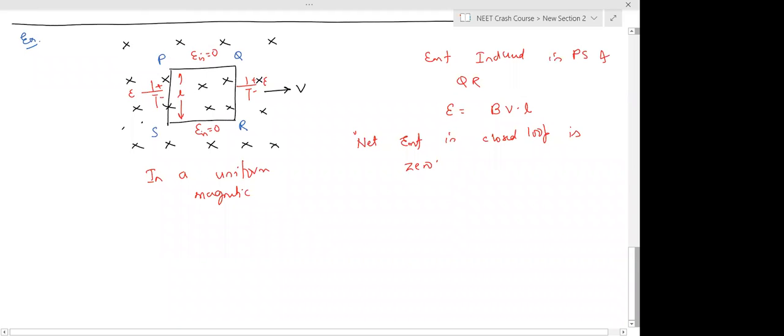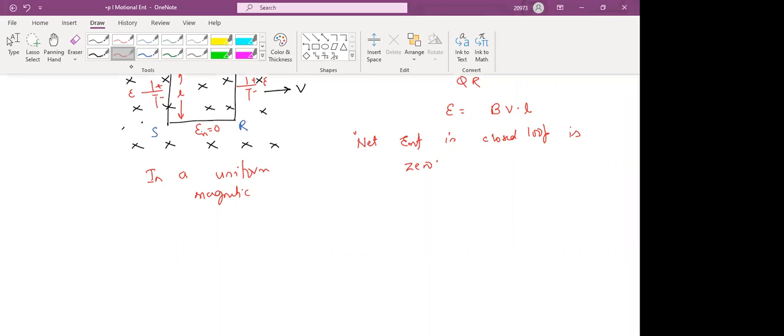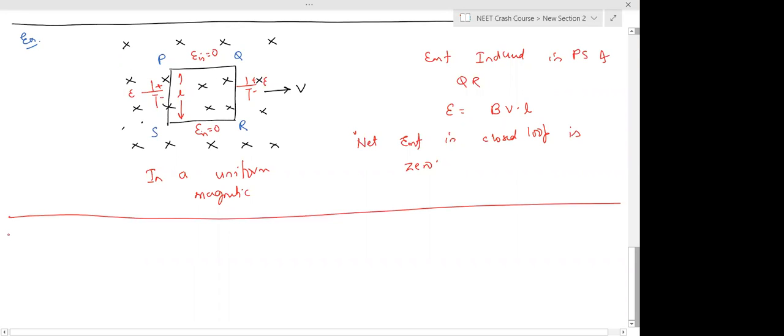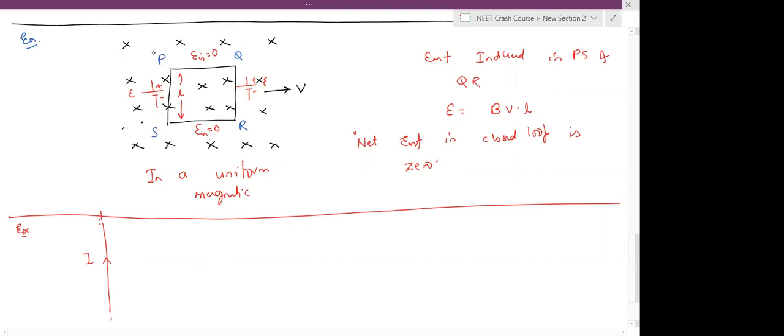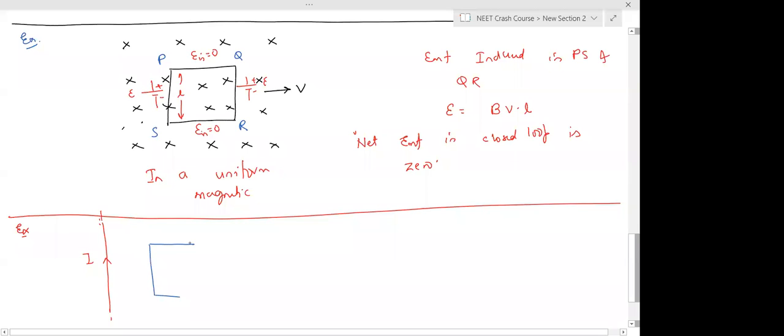But when it is in some non-uniform magnetic field, for example, the magnetic field produced by a wire, suppose an infinitely long wire, and in that magnetic field this loop is moving. An infinitely long wire carrying current I, and at a distance of r there is a square loop moving with velocity v, side length is a. Now calculate the total EMF induced in this loop. It's moving with velocity v and the distance of that square is r. So calculate the EMF induced in the loop.